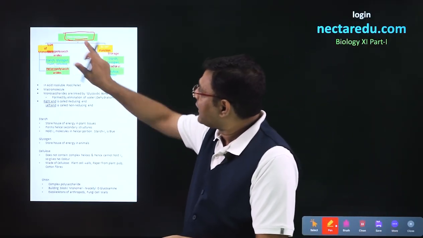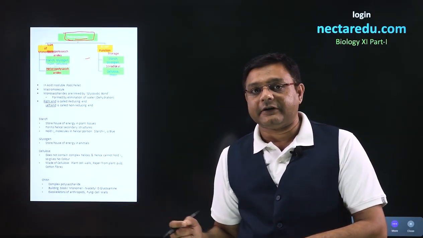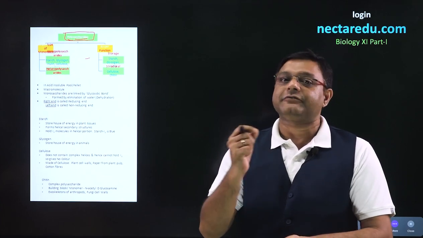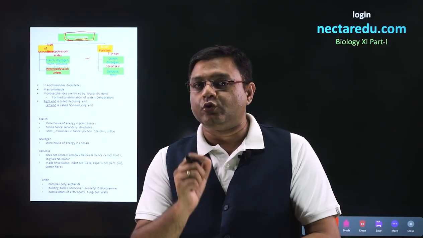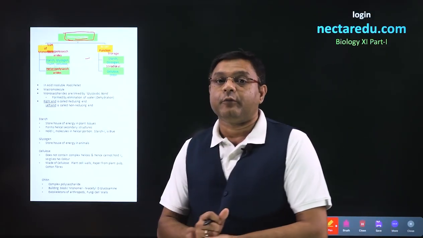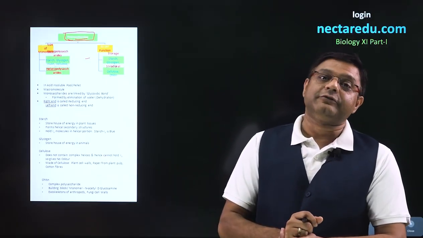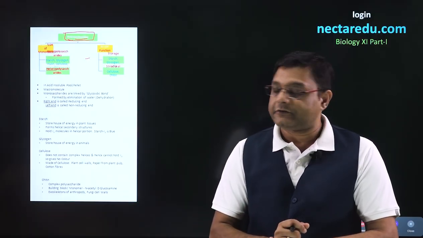The thing to be remembered here is that when we talk about the types of carbohydrates, we talk about three types: monosaccharides, which have a single molecule; oligosaccharides, which are small chains having 2 to 9 or 10 monosaccharides. But when we talk about polysaccharides, the number of monosaccharides which are joined by glycosidic bond can be in thousands.